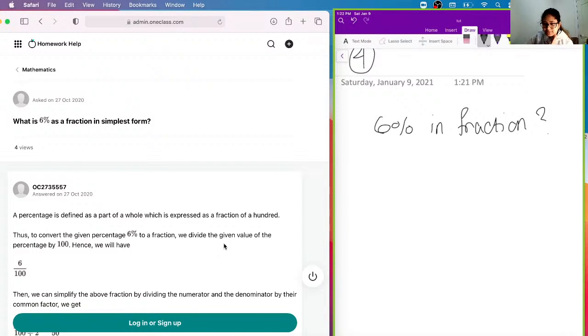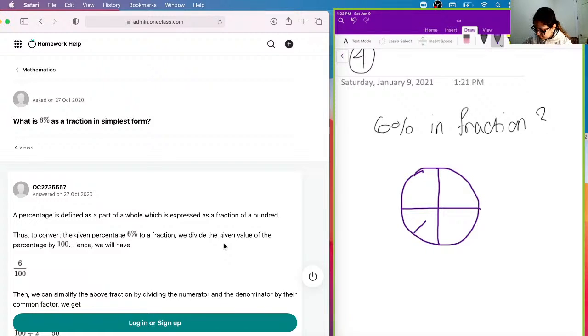So let's first address what a percentage is. As it's stated here, a percentage is defined as a part of a whole, which is expressed as a fraction of 100. So what we mean is that, for example, we have a circle here and it is divided into, say, 6 parts. Okay, not equal, but 6 parts.